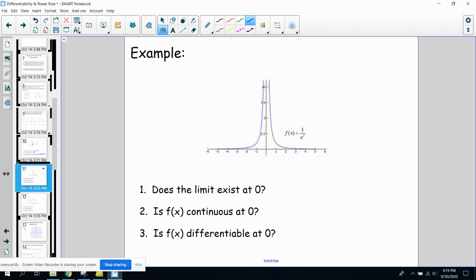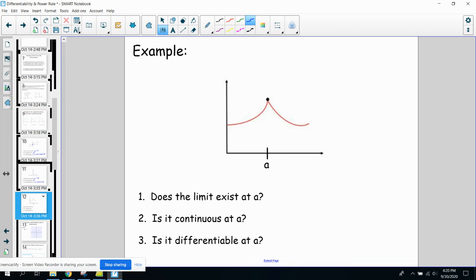In the second example, we have again a graph, and we want to know, does the limit exist at 0? When I look at this, the limit from the left is infinity, the limit from the right is infinity. So does the limit exist? Sure does. Yes, and it is infinity. Is f of x continuous at x equals 0? Here's where 0 is. No, it's not continuous because you have to pick your pencil off the paper to keep drawing it. Is f of x differentiable at 0? No, it's not differentiable because we have a discontinuity. We have that jump discontinuity, so it is not differentiable.